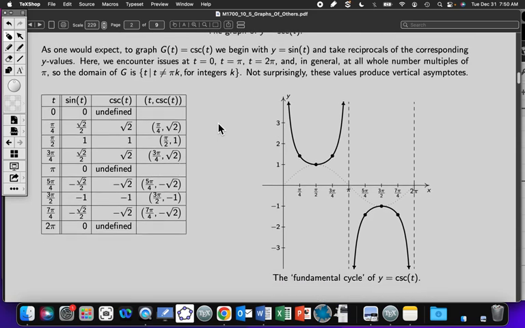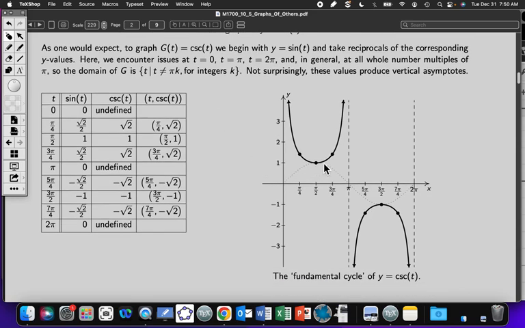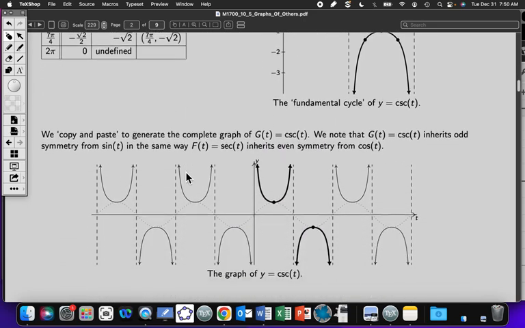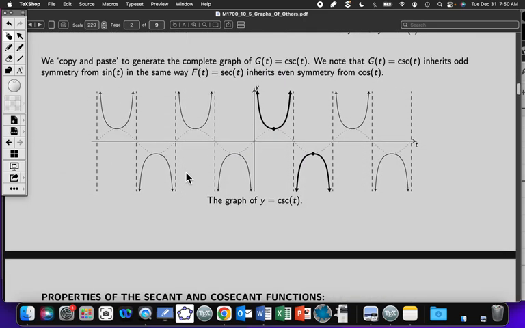We can do the same thing with the cosecant function. You can see here the sine wave is dotted. As we come into 0 from the right, the numerator is 1, but the denominators are small positive values like the sine of pi over 6, the sine of pi over 12, etc. And we get the asymptotic behavior here at 0, pi, and 2 pi. So here's the fundamental cycle of the cosecant function. Once again, we have this gap in the range. And there's the graph of the entire cosecant function.